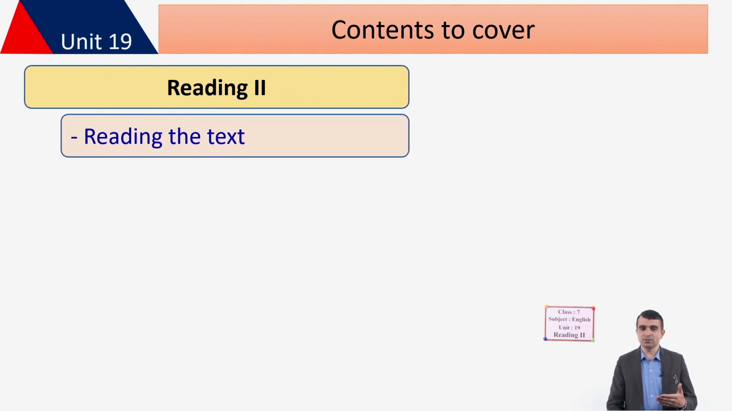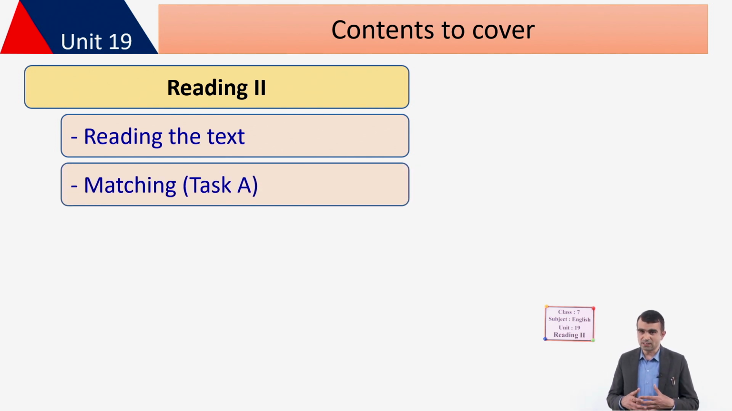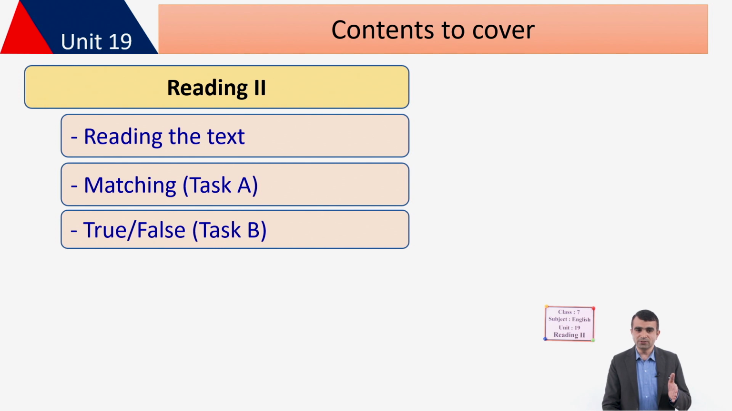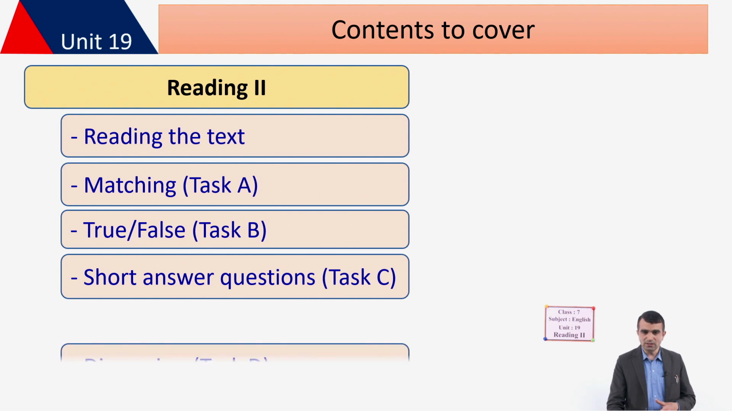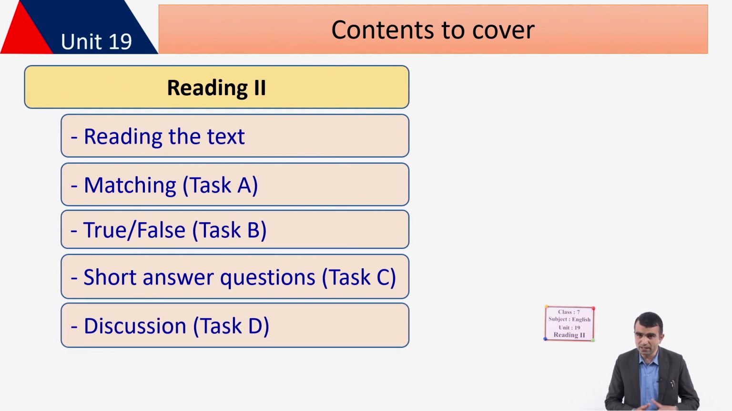Well, first thing we will do the reading itself, reading the text. Then after matching, task A based on the reading. Third thing we will do true false, that is task B in your book. Next, short answer question, task C in your book, and then finally discussion based on reading, that is discussion question and task D.